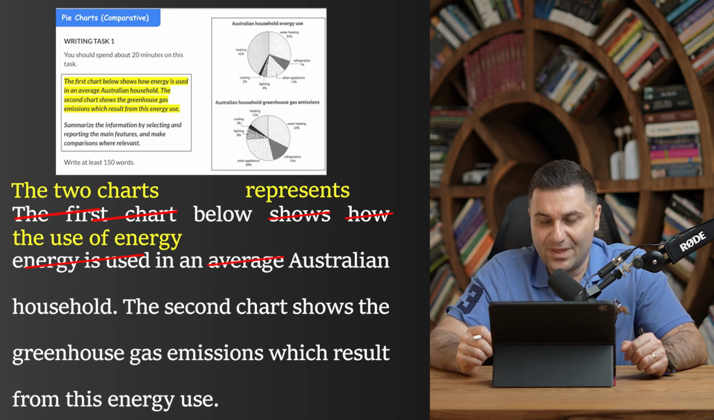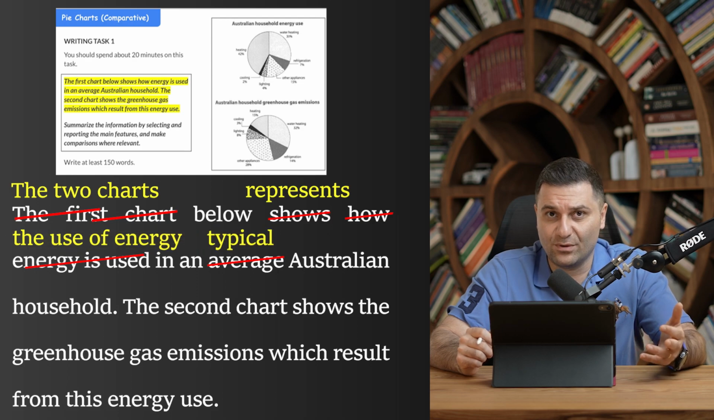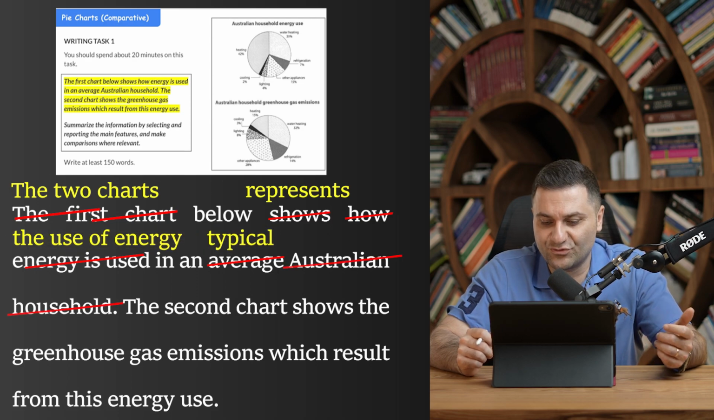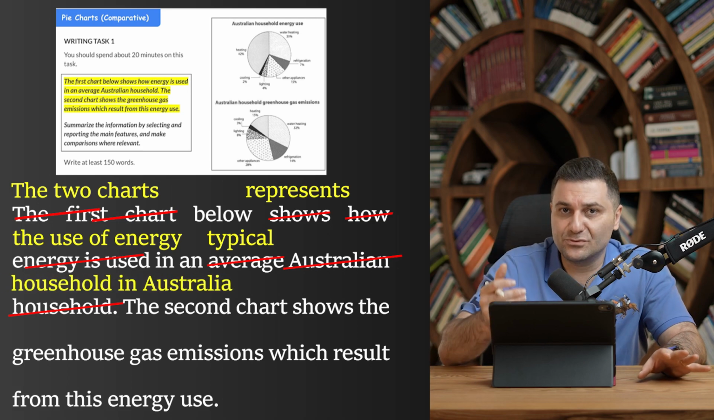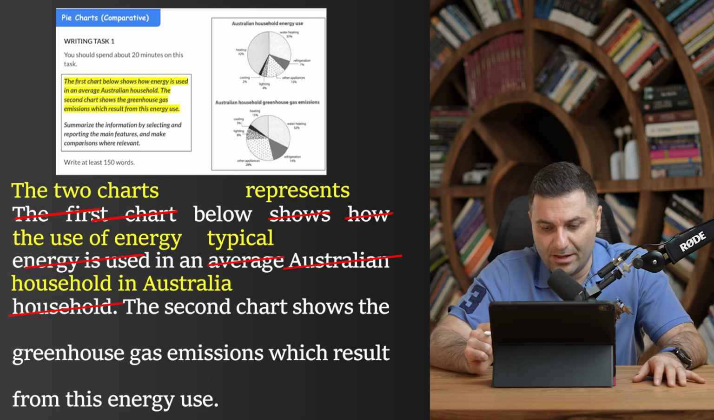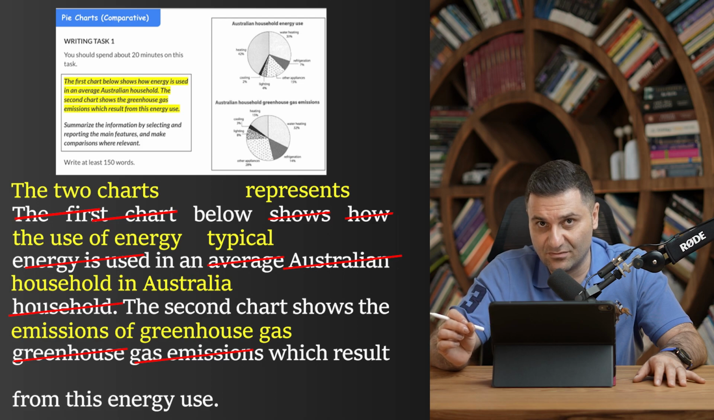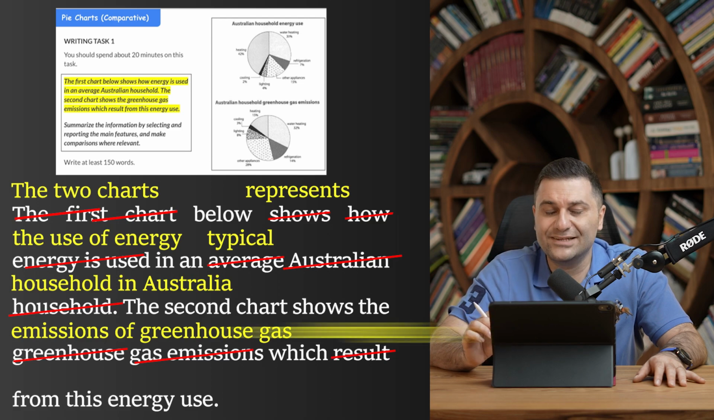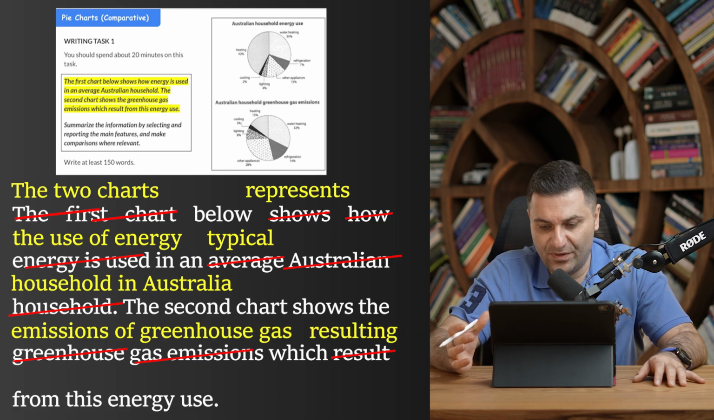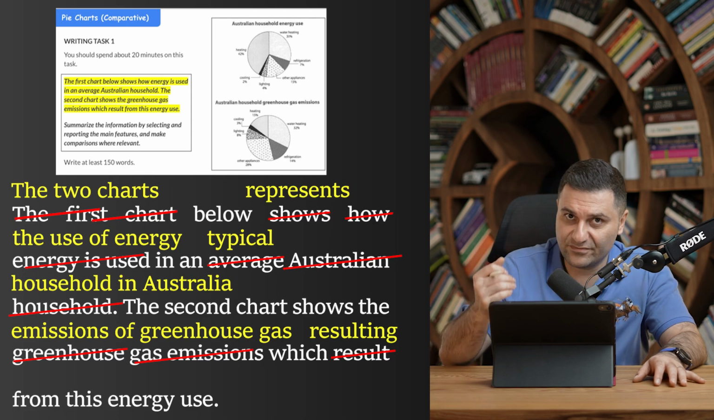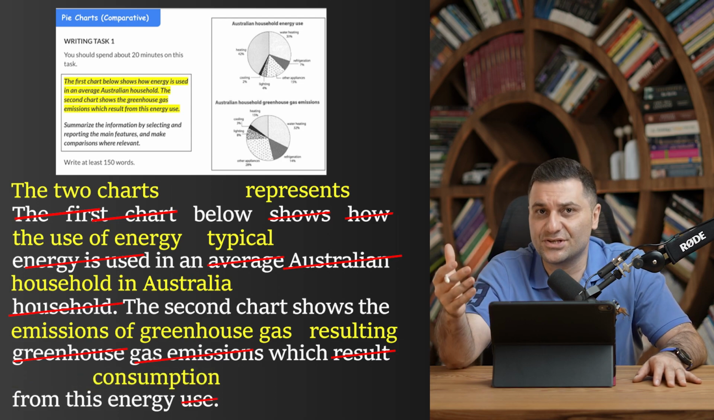In an average, instead of average, we can write typical. Typical. Australian household, we can write household in Australia. The second chart shows the greenhouse gas emissions. So instead of greenhouse gas emissions, we can write emissions of greenhouse gas, right? Which result from, instead of result, we can write resulting from this energy use. And instead of use, we can write consumption.